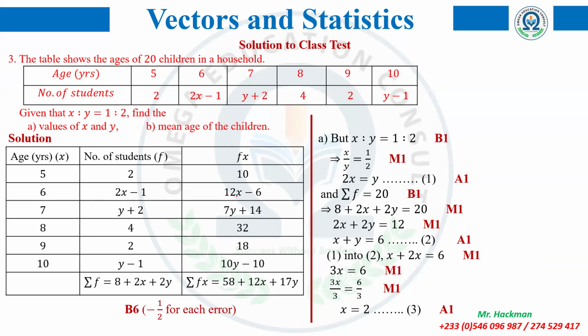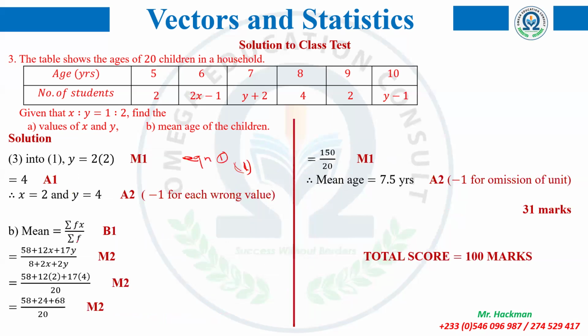So you come and sum. If you sum, the number part, the constant part, will give us 58. The x part, you have only one of them, so 12x. The y, you have 2, and this plus this will give you 17y. At this point, the entire table is supposed to give you 6 marks, minus half for each error. Each table value that is wrong will be minus half. Take note of that.